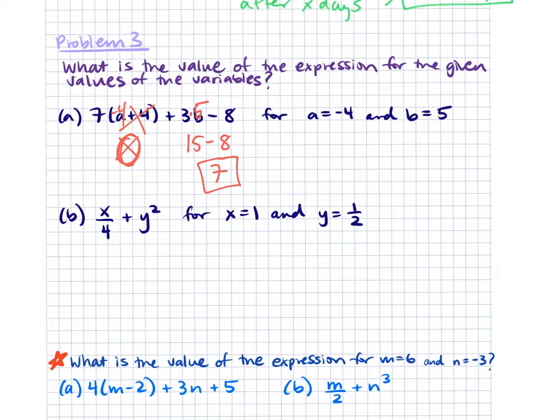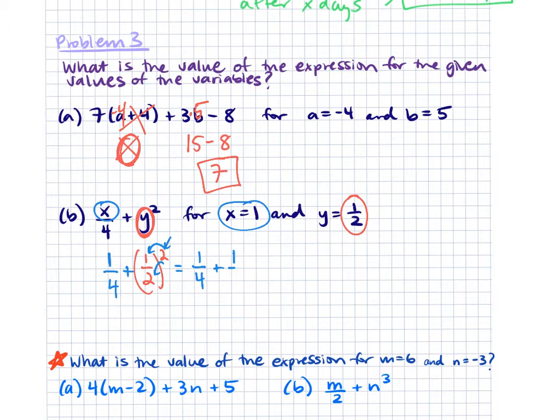That was actually kind of fast, but let's do the next one. I'll do it a little slower. X is 1, so let's plug in 1 for X here. We're going to rewrite this as 1 divided by 4 plus, and then Y is 1/2, so we're going to plug in 1/2 for Y. So this is 1/2 squared. We're going to square this 1/2 first. Remember when you square a fraction, you can square the top and square the bottom. So 1 squared is 1, 2 squared is 4. So this is 1/4 plus 1/4.